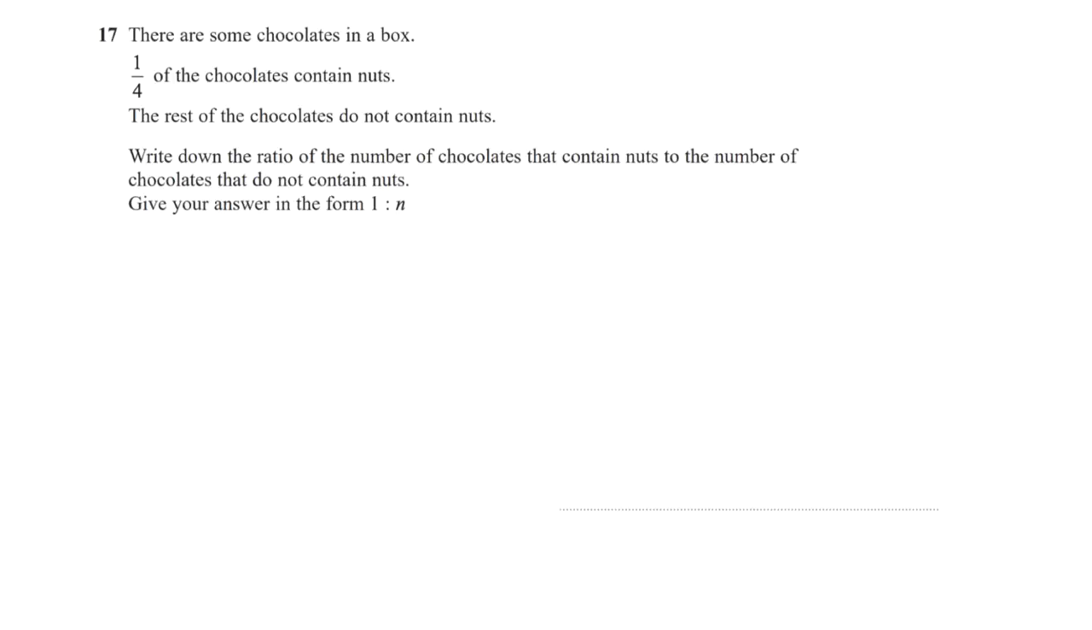Question 17. There are some chocolates in a box. One quarter of the chocolates contain nuts. The rest of the chocolates do not contain nuts. Write down the ratio of the number of chocolates that contain nuts to the number of chocolates that do not contain nuts. Give your answer in the form 1 to n. So what we know straight away is that a quarter of the chocolates contain nuts. I'm going to convert that into a decimal. A quarter converted into a decimal is equal to 0.25.